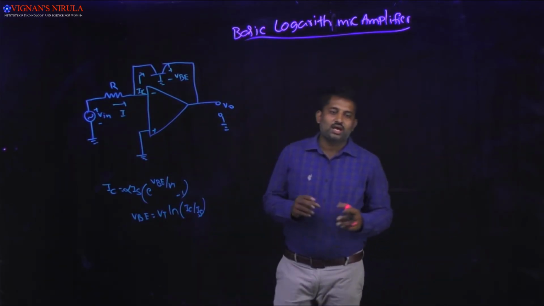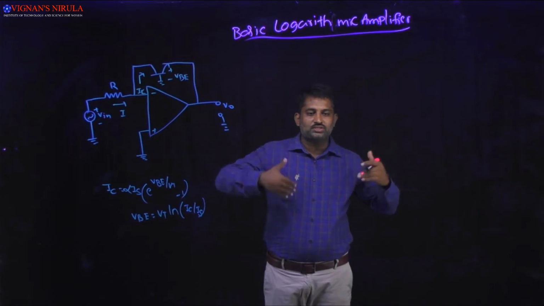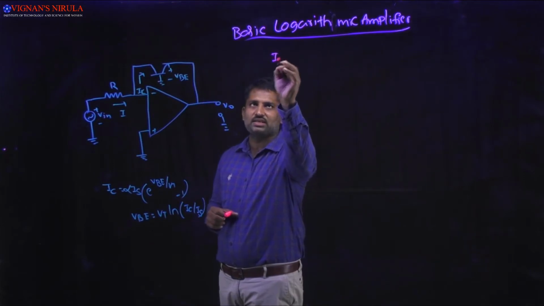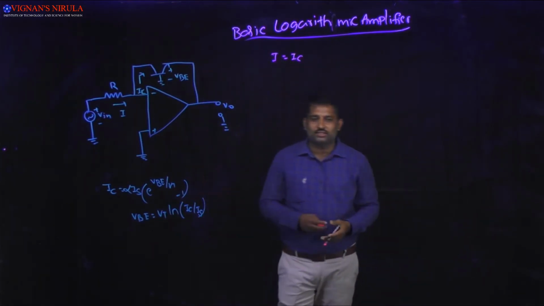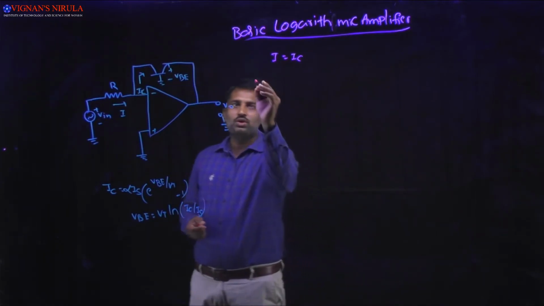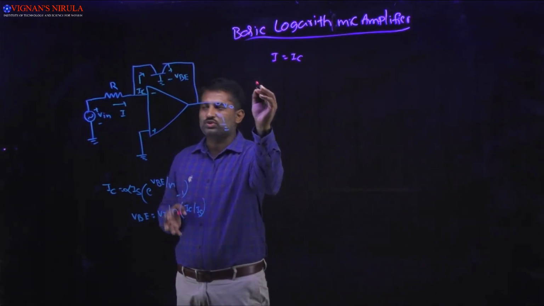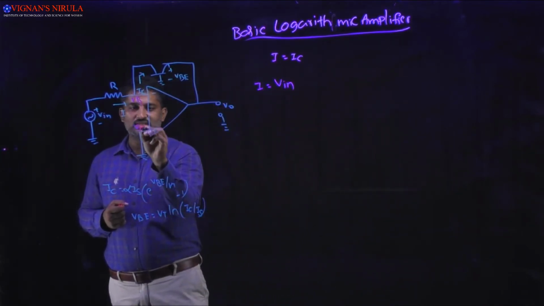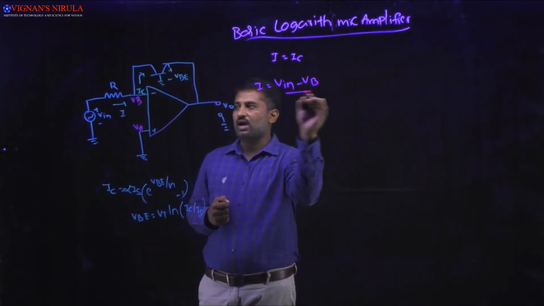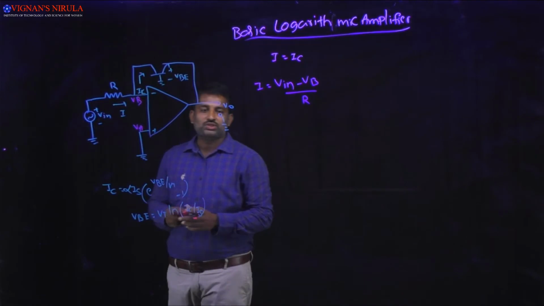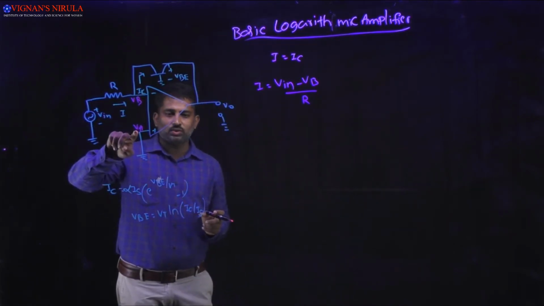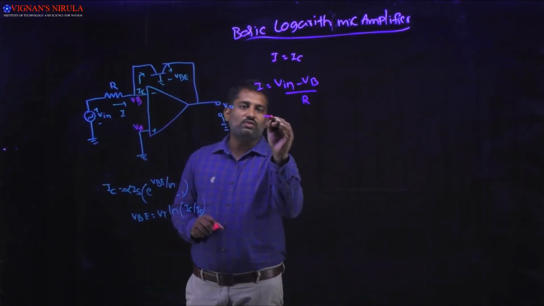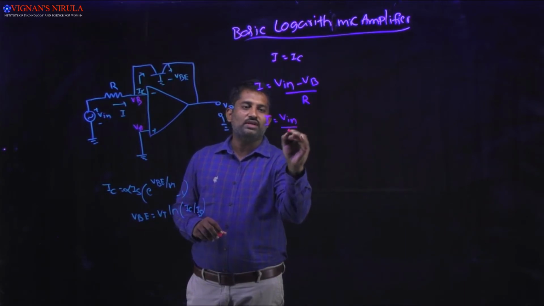We all know that the current drawn by the op amp is 0. So I will be taken as IC. First I am going to calculate I. From this circuit, we can calculate I from Ohm's law: I is equal to Vin minus VB divided by R. According to the virtual ground concept, the potential at A is equal to 0, and obviously the potential at B is also 0. From this we get I is equal to Vin divided by R.